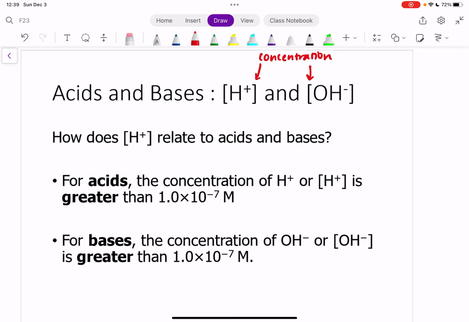But how does the concentration of H+ relate to acids and bases? Or in other words, at what point does something have enough H+ concentration to be called an acid, or enough OH- concentration to be called a base? So for acids, the concentration of H+ is greater than 1.0 times 10 to the negative 7 molar. Remember that big M is molarity. And then for bases, the concentration of OH- is greater than 1.0 times 10 to the minus 7 molar.